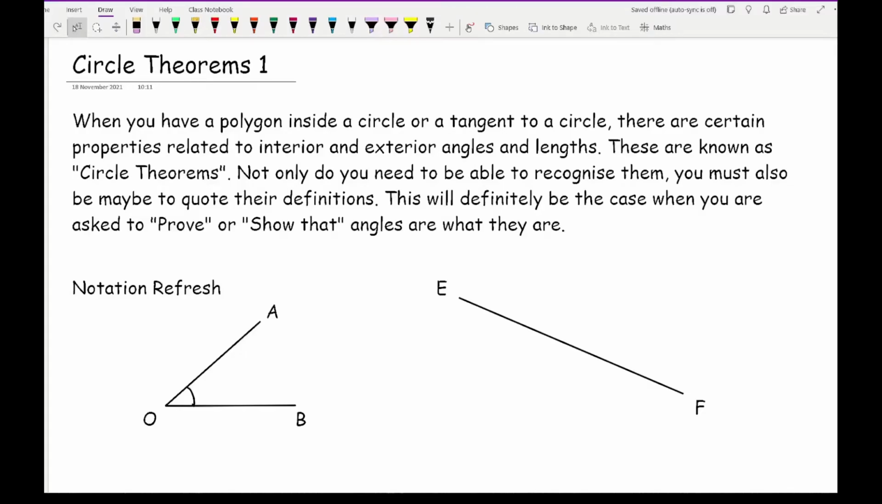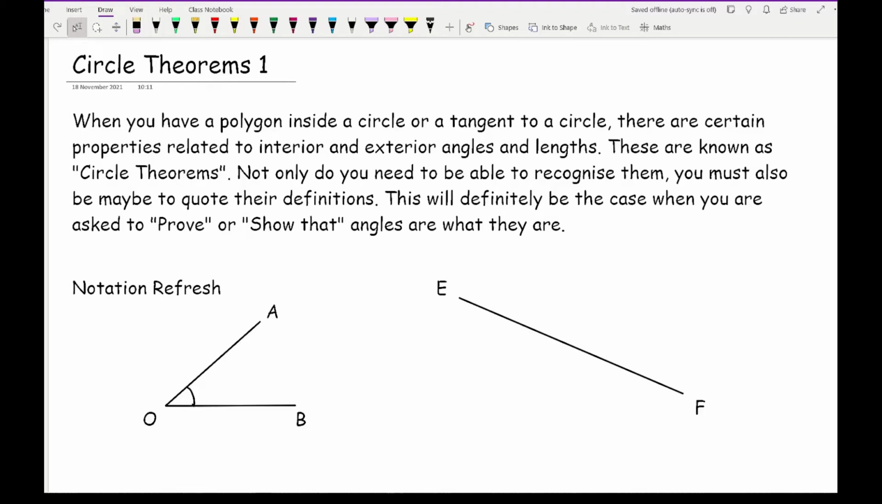So when you have a polygon inside a circle or a tangent to a circle, there are certain properties related to the interior and exterior angles and the lengths. These are known as the circle theorems. Now, not only do you need to be able to recognize them, you also need to be able to quote their definitions, and this will definitely be the case when you're asked to prove or show that angles are what they are.